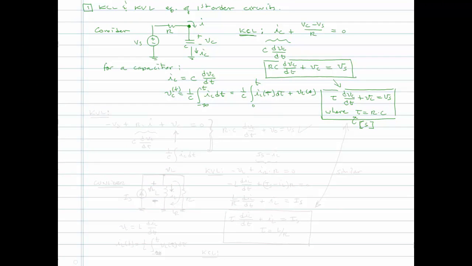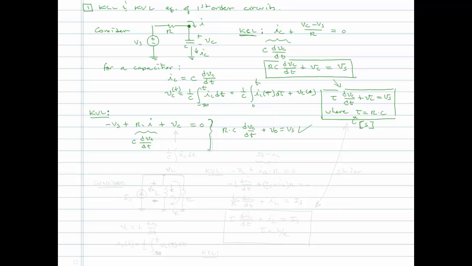Now we could write a KVL equation as well. Okay, so maybe you see a single loop, say, oh, let's write the KVL equation. We can do that. So we'll have minus Vs plus R times I, plus Vc is equal to 0. And again, we could replace I with C dVc/dt. Okay, and this would lead to the same equation as we've already seen: R times C dVc/dt plus Vc is equal to Vs.